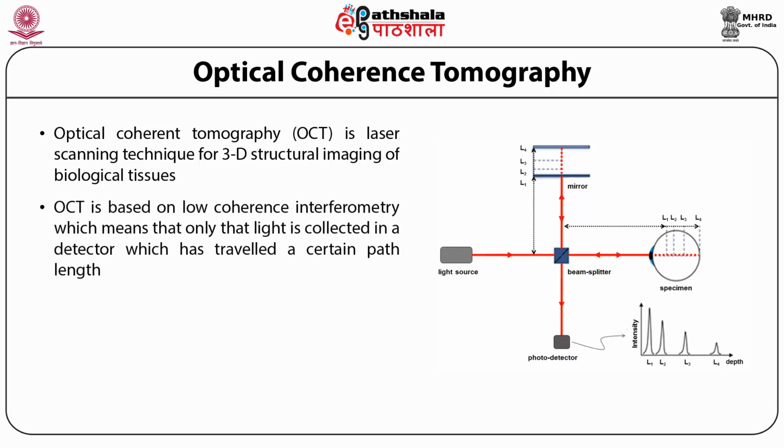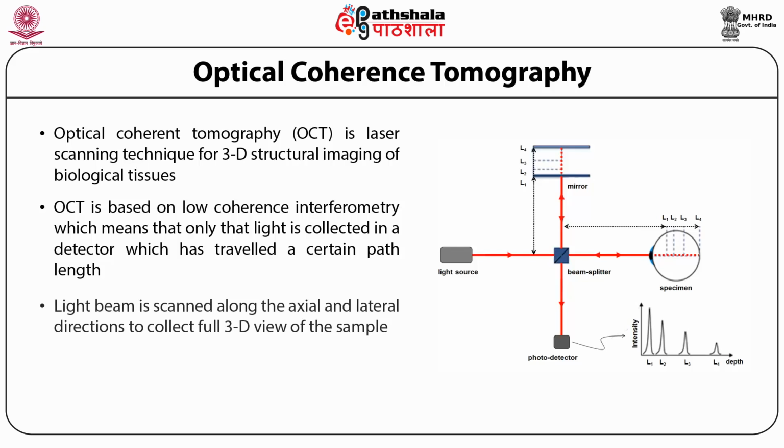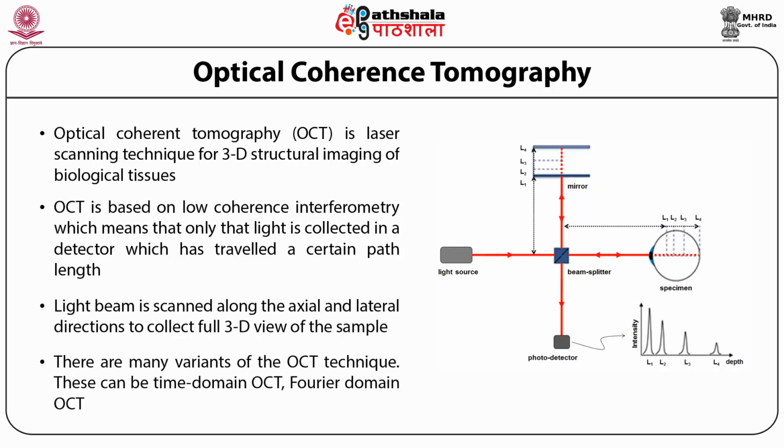Optical coherence tomography is based on low coherence interferometry, which means that only that light is collected in a detector which has traveled a certain path length. The light beam is scanned along the axial and lateral directions to collect a full 3D view of the sample. And there are many variants of the optical coherence tomography technique. These can be techniques in the time domain and in the Fourier domain.